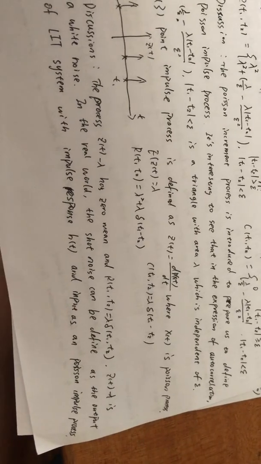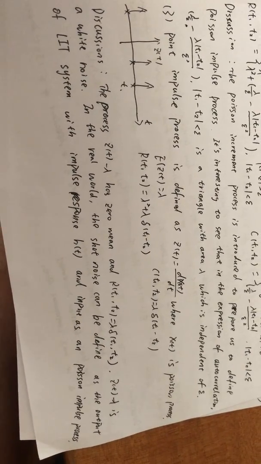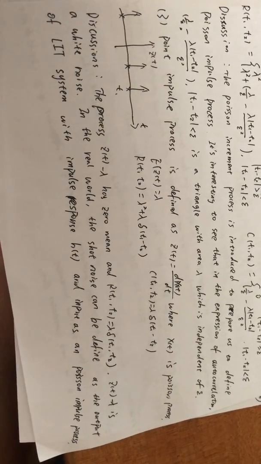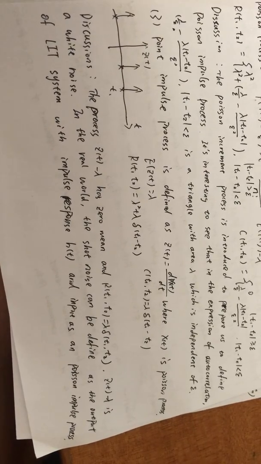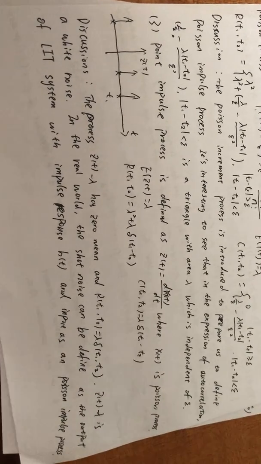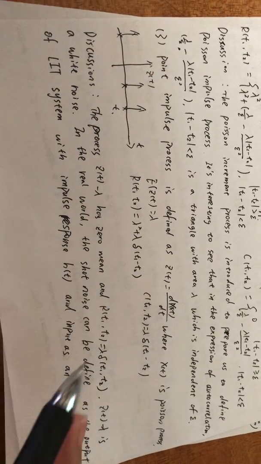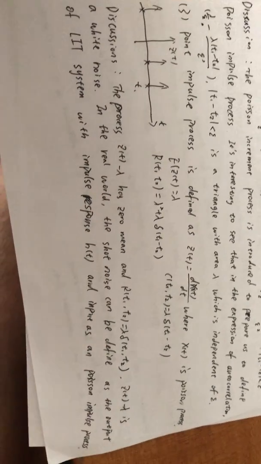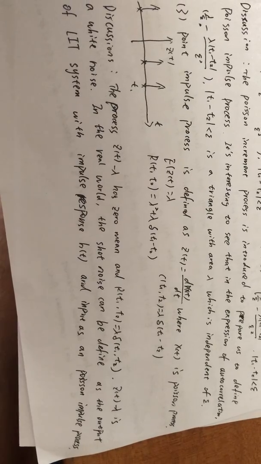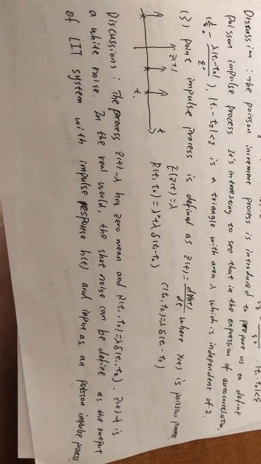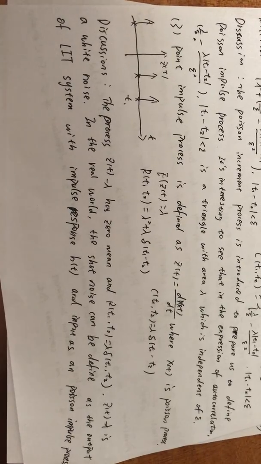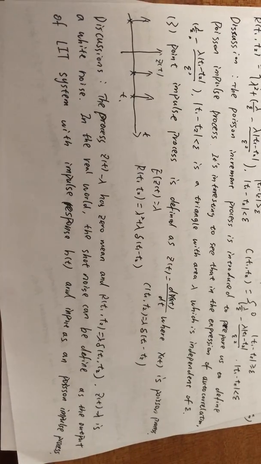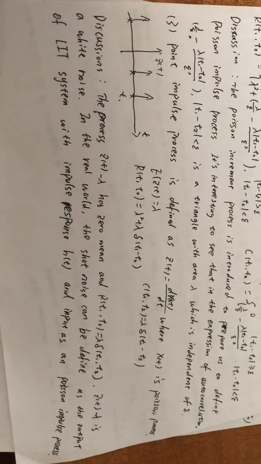For the discussion, the process z(t) minus gamma has zero mean and autocorrelation equal to gamma delta(t1 minus t2). This means z(t) minus gamma is white noise, and in the real world, shot noise can be defined as the output of a linear time invariant system with impulse response h(t) and input as a Poisson impulse process.